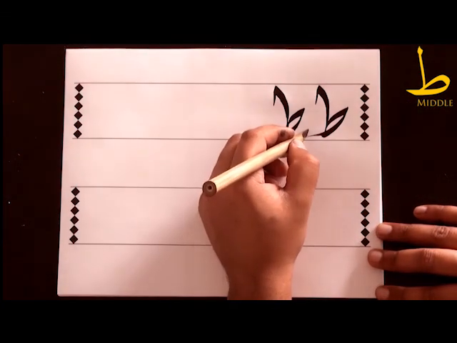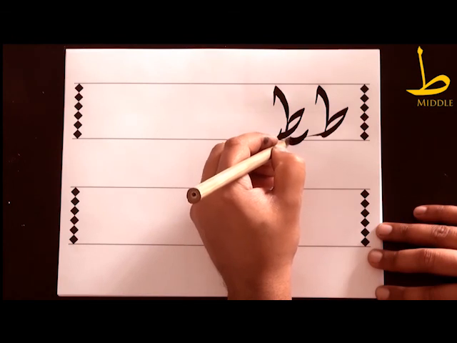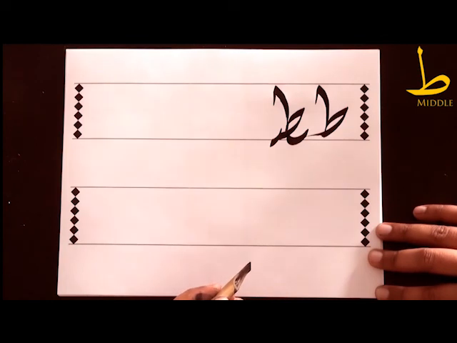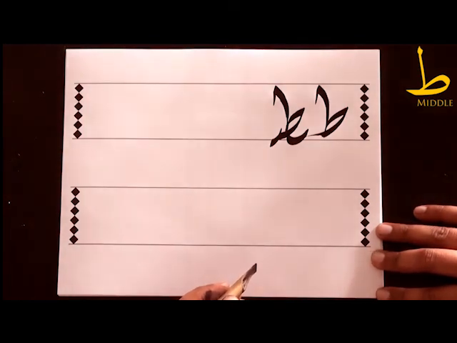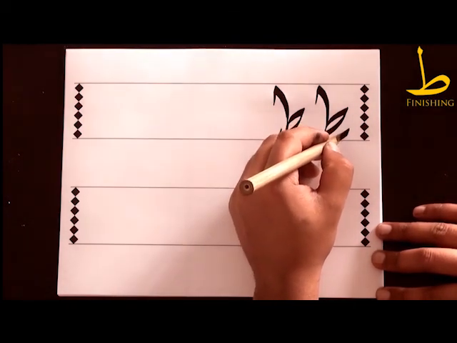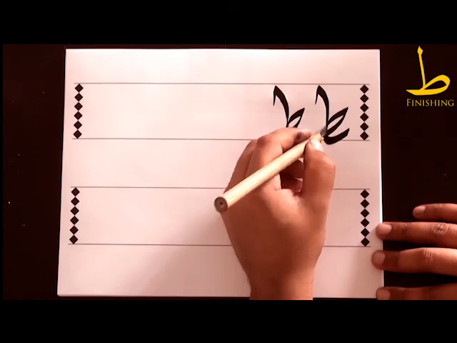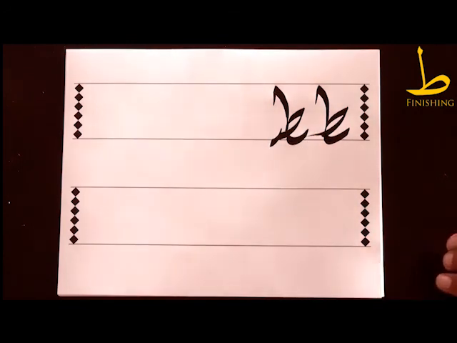When ta appears in the middle of a module, again, this would be connected in a very similar way to the sad. And when ta appears at the end of a module, it is just like the individual letter, except it would be connected from the origin of the initial stroke.